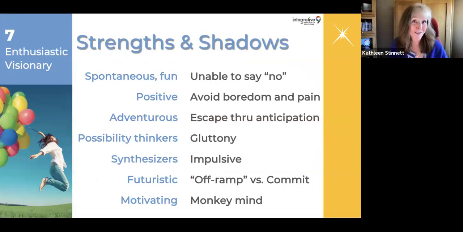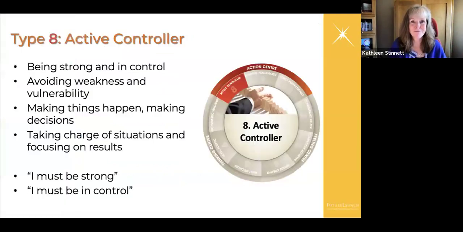The downside of the seven is trying to avoid pain. And so sometimes the seven can be distracted. They distract themselves in pursuit of what else is possible and what else looks fun and what else. And so sometimes sevens have a harder time being with discomfort, being with pain. They like to escape, and they do that through thinking about and anticipating what's next.